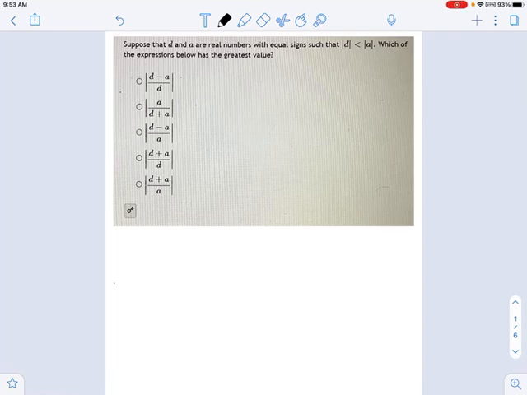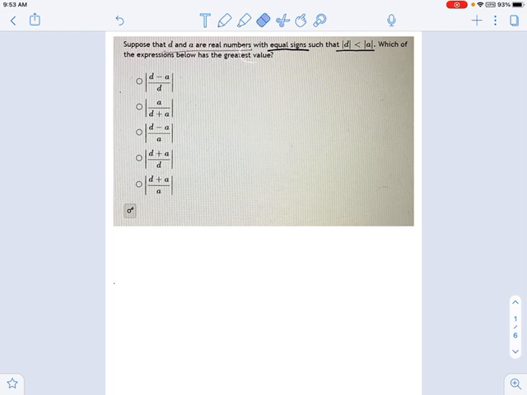This is an interesting interaction between absolute value symbols and fractions. And what it's asking is which one of these expressions has the greatest value? Well, what we're given is that d and a are real numbers. That's not very helpful. But they have equal signs. That is helpful. And furthermore, d is a smaller magnitude than a.